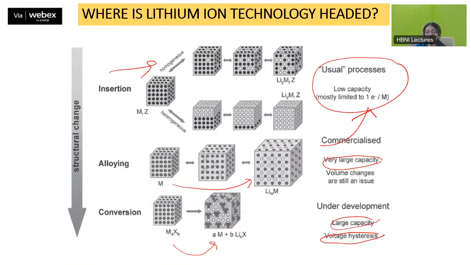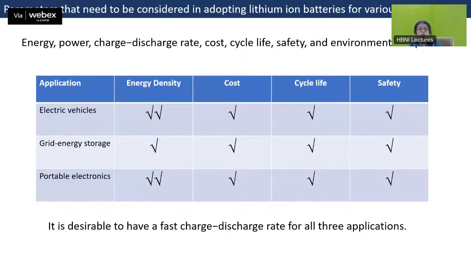So at the end of the day, what we see is we have to mix and match, and we have to find ways to circumvent these problems and to enhance the properties which is going to give you a positive effect in the electrochemical performance of these materials. So, parameters that need to be considered whenever you are looking for materials for a battery.